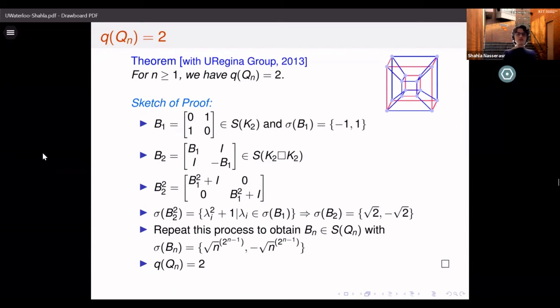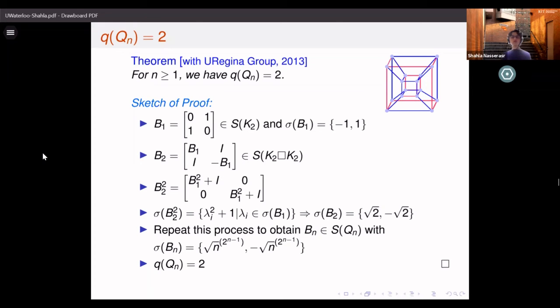And then when we construct B2 from the previous matrix, we get that B2 is of this form. So the diagonal blocks are B1 and -B1. The off-diagonal blocks are identities. And then when you square it, you see that you get the exact same blocks for the diagonal blocks and zeros on the off-diagonal blocks. And therefore, the eigenvalues of the square of this matrix, in this case, are simply the eigenvalues of the previous matrix squared plus 1. And that gives us the eigenvalues of B2 to be the square root of 2 and minus the square root of 2.